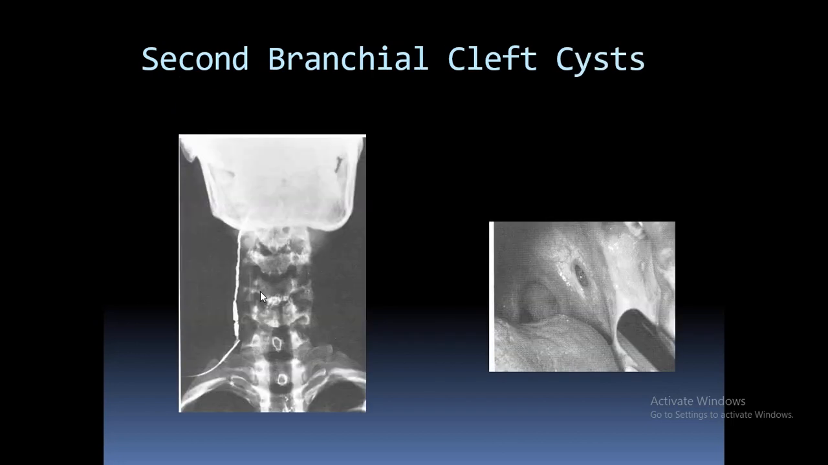This is the second branchial cleft cyst. You can see the opening at the level of the tonsillar fossa. This is an internal opening.